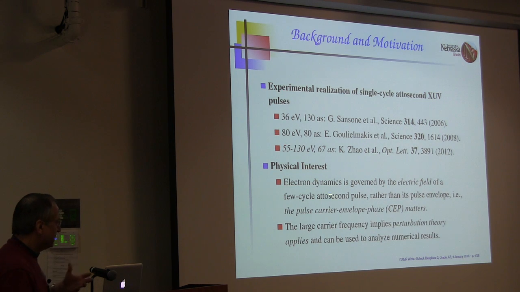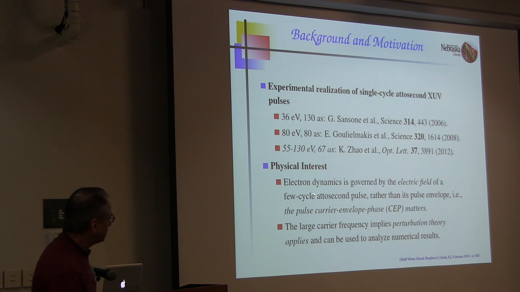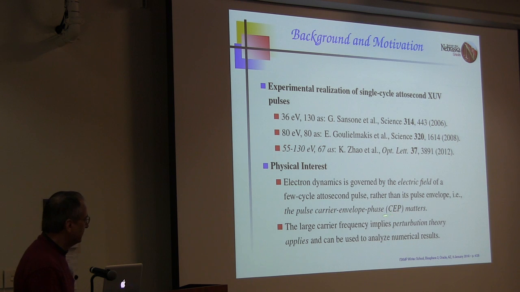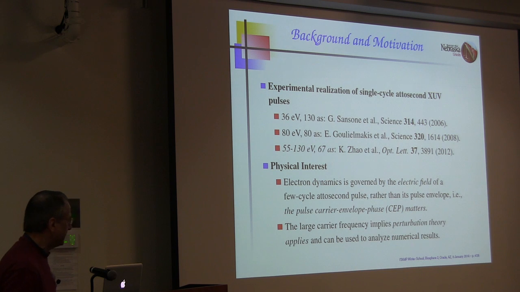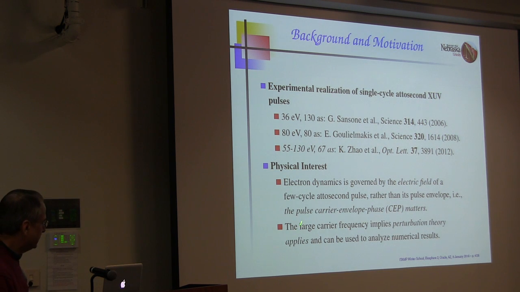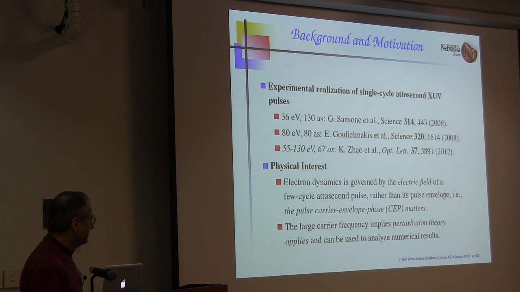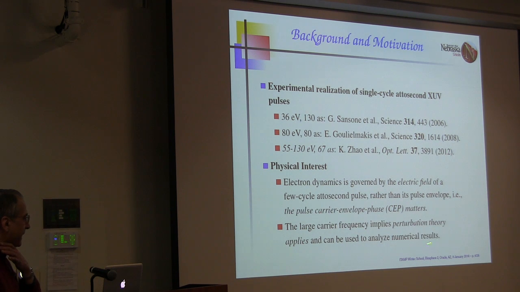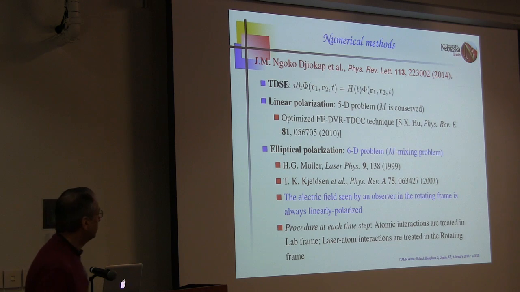As I emphasized in my first lecture, this is just a reminder, the physical interest is that when you have a few-cycle attosecond pulse, it's the electric field that dominates the interaction with the target. And because it's a few-cycle pulse, the carrier-envelope phase matters. The second key point for us is that in the XUV region, the large carrier frequencies, 36, 80, anything in that range, allows perturbation theory to work, which is extremely helpful for analyzing the numerical results.